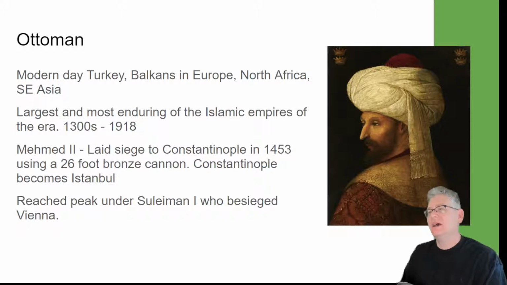Mehmed II is going to lay siege to Constantinople in 1453, uses this gigantic 26-foot bronze cannon to help knock down some walls, and then he will take over control. So Constantinople becomes Istanbul and the new capital of the Ottoman Empire. They will reach their peak under Suleiman I, who will besiege Vienna. So they go all the way to Austria, basically, and are almost able to take it, but are unable to do so during his lifetime, at least.